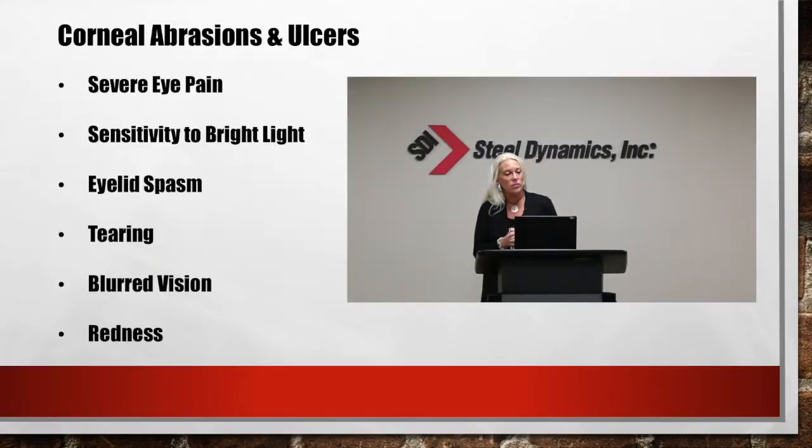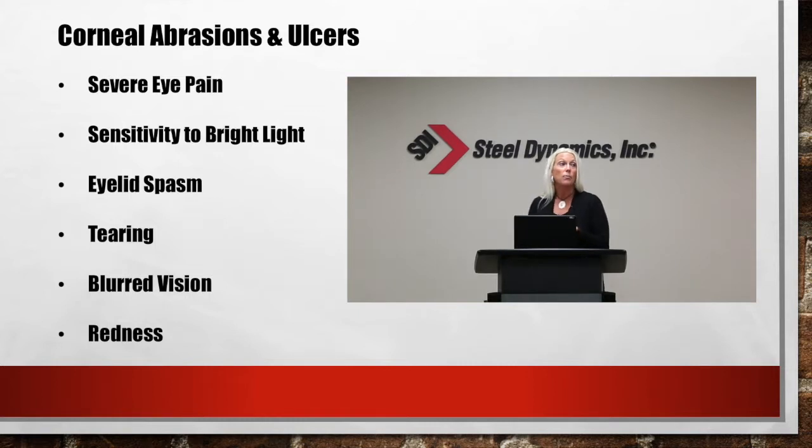Corneal abrasions and ulcers. Typically with corneal abrasions, they have significant eye pain, sensitivity to bright light, and then eyelid spasms or a lot of tearing, blurred vision, and redness.